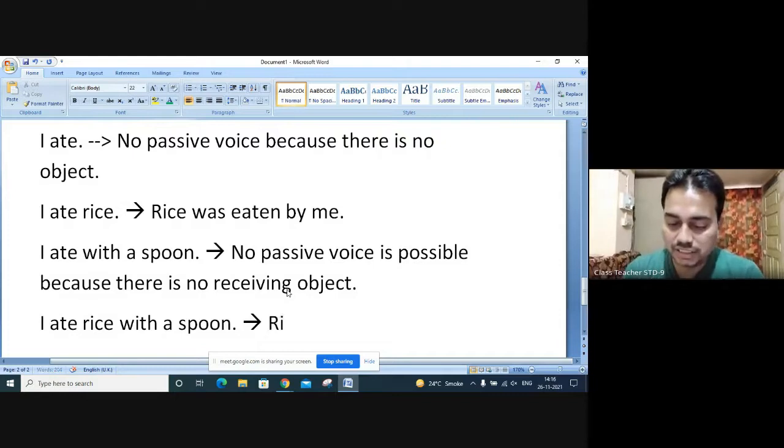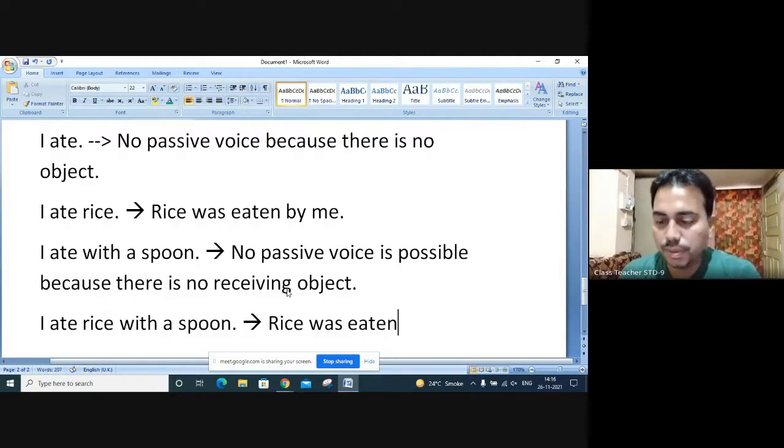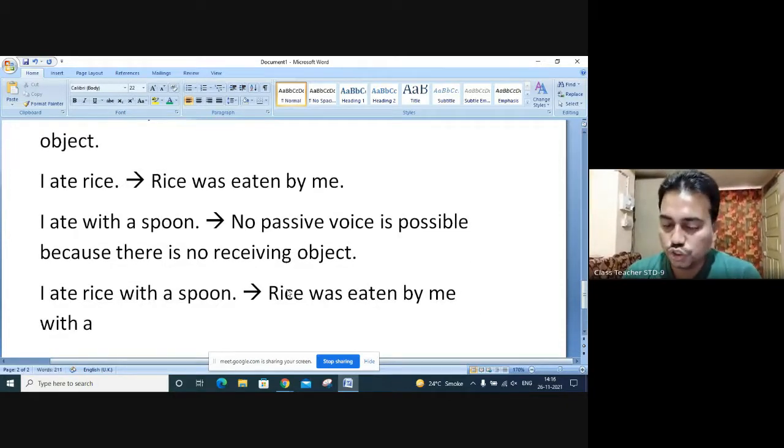So rice, what is the tense of the sentence? Past tense, simple past tense, was eaten. Simple past में क्या लगता है helping verb? Was. What do we use as the helping verb in simple past tense? Was or were. Because rice is singular, it is uncountable. You cannot have plurals for it. Rice is singular, so we will use was, and then we will use the third form of the main verb. What is the third form of the main verb? Eaten. Who ate the rice? You ate the rice. By me with a spoon.